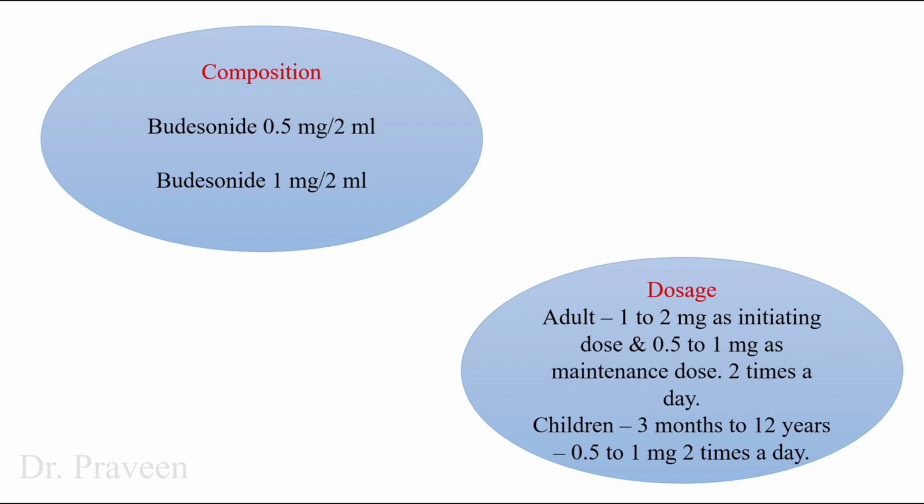In adults, the loading dosage is 1 to 2 mg, that is 1 respule to 2 respules, as an initiating dosage, and afterwards you can shift to 0.5 to 1 mg based on the severity as a maintenance dosage. The maximum is 2 times a day, that is 12th hourly. For children 3 months to 12 years, we use 0.5 to 1 mg 2 times a day.